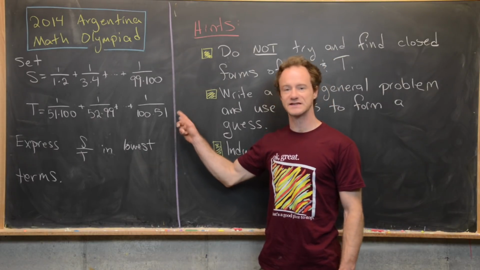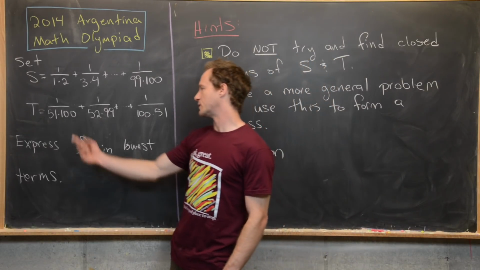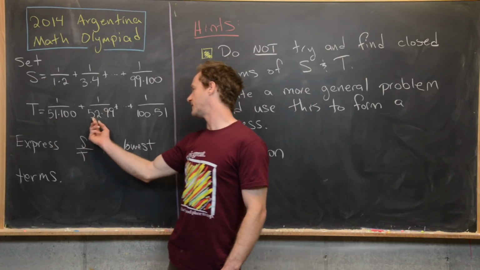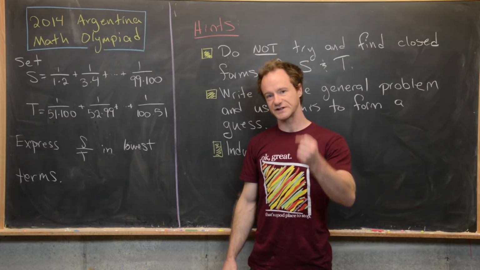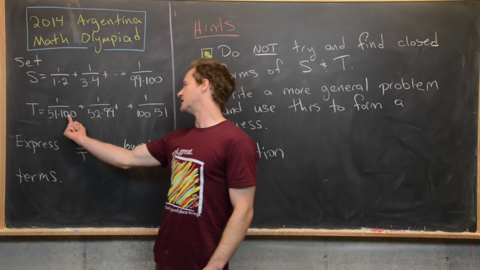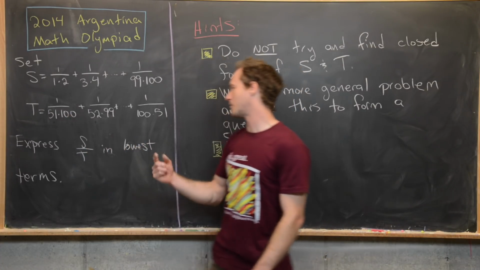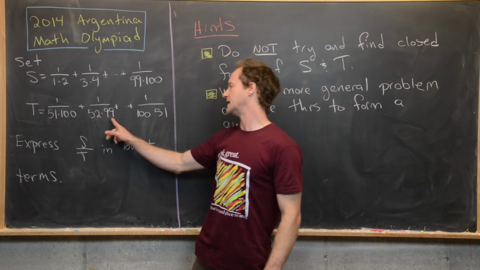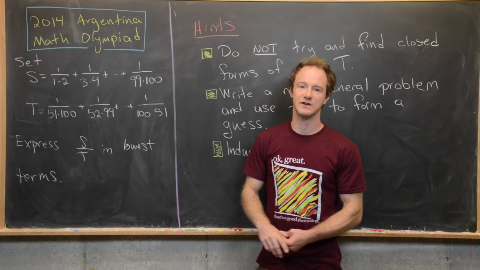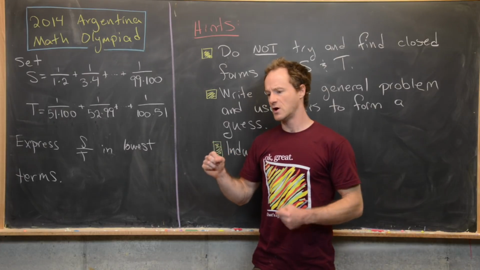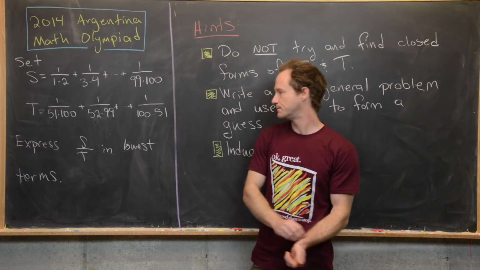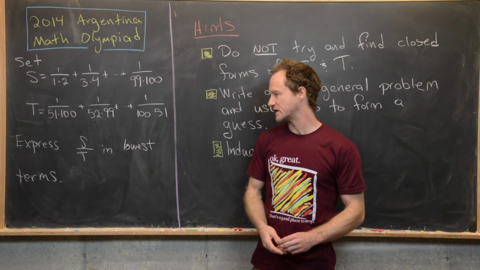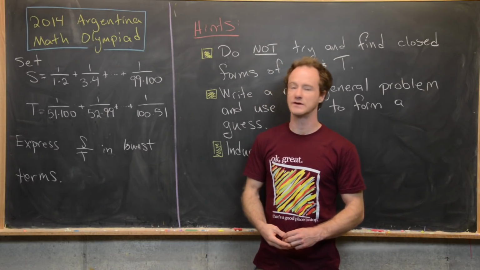And then next, for the second sum, we notice that we start at 51, go to 52, all the way up to 100 for the first term. So those are skipping by 1. And then the second term is skipping down by 1 from 100, 99, 98, all the way down to 51. So we've got some sort of growth and decline in the two parts of the products for T. Okay, and then our goal is to express S over T in lowest terms.